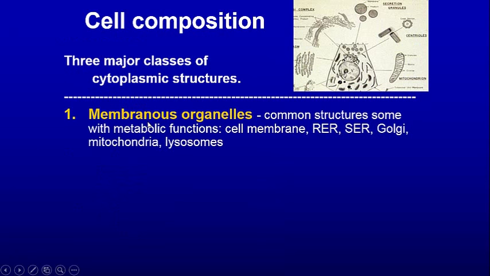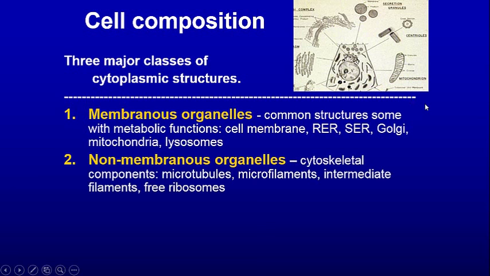They've got the membranous organelles, that is the common structures inside the cell. The cell membrane is one of those, the nuclear membrane is another one. Rough endoplasmic reticulum, as we see here. Smooth endoplasmic reticulum. The Golgi apparatus, as we see up here. Mitochondria and lysosomes are membranous organelles, as they are associated with membranes.